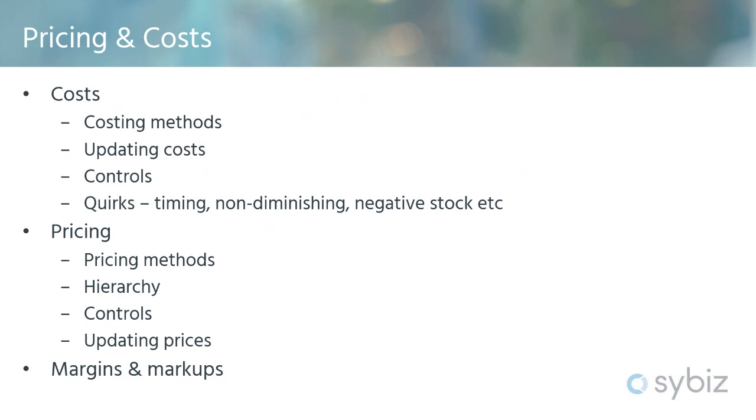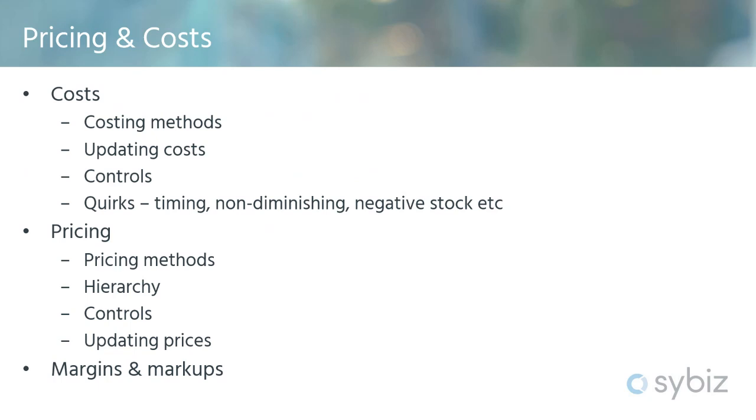In terms of what we'll be covering, we're going to be looking just briefly at the costing methods. We're not going to go into detail there. Looking at how costs are updated, talk a little bit, only very briefly, about controls, and then a few of the quirky things as well. So you may see some weird numbers pop up from time to time, and it's a little bit of a head scratcher, but we'll explain the method in the madness behind some of those quirky things that can occur.